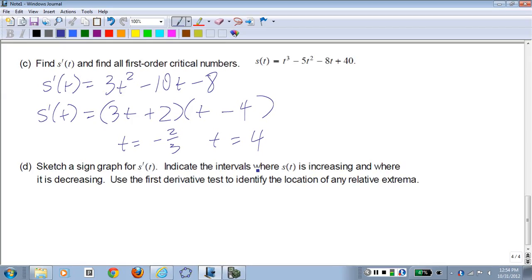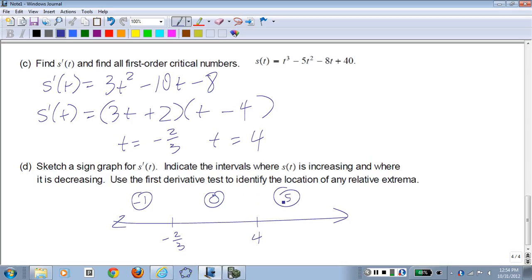So sign graph for s prime of t. We're going to have negative 2/3 there and 4 there. And of course we can still use these test numbers. But if you think about this graph just for a little bit, it's a parabola. The graph of the first derivative is a parabola. It opens up. So if I were to superimpose that on this picture, it would look something like that.